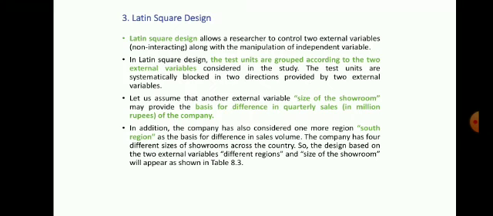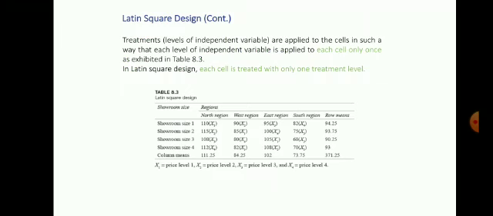Now, in addition to the variable that is taken, the size of a showroom, one more variable, the region, is added to this. And against this, the difference in the sales volume is measured. So the company has four different sizes of showroom, and the design is based on two external variables, region and size of showroom. Here it is important to understand that the region and the size of showroom do not interact with each other. So they are non-interacting variables represented in this particular table.